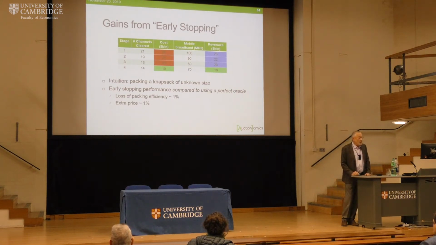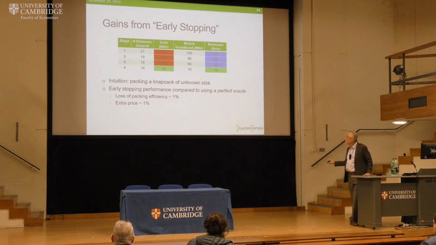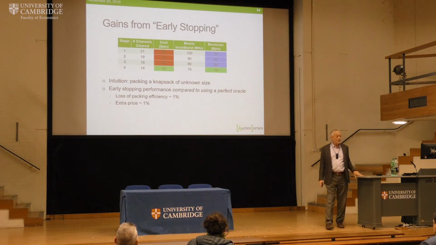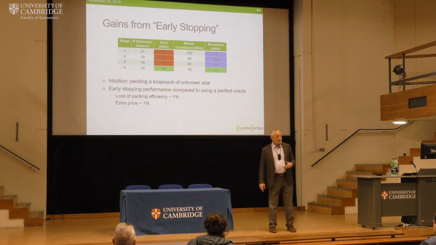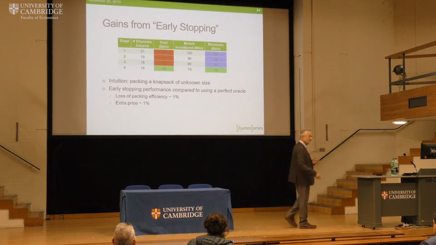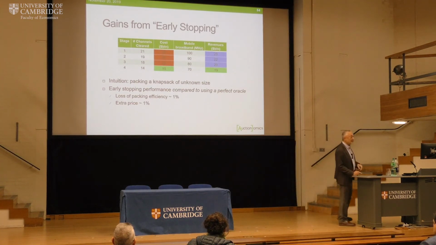What we found was that had we run the auction in reverse order, we would have come within 1% in both packing efficiency and cost of what we could have achieved with a perfect oracle telling us how many rounds we needed. So we missed this one. It was one of the innovations that we discovered after the auction, unfortunately.